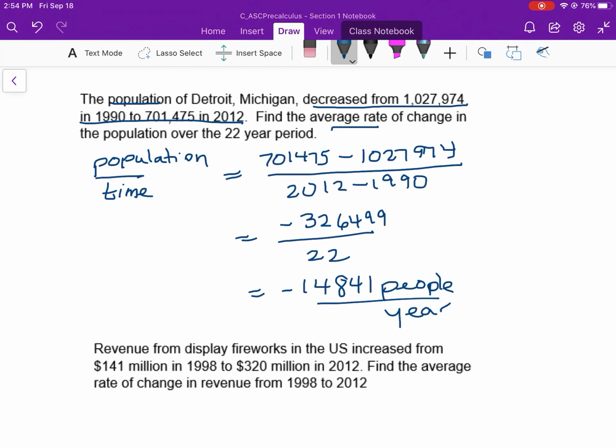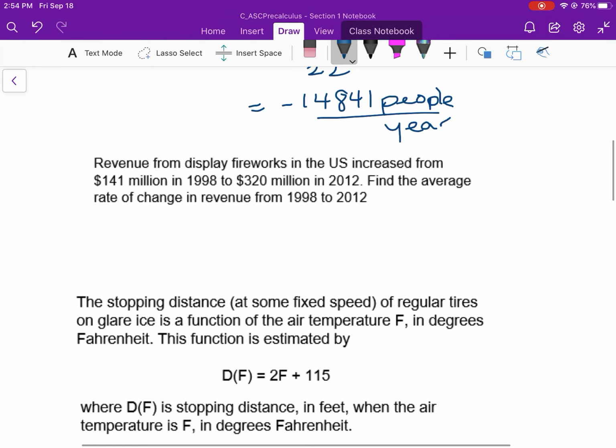That's a lot, in my opinion, but what do I know? I don't even know if there are 14,000 people living in Allegheny County. Anyway, all right, so now let's do the next one.